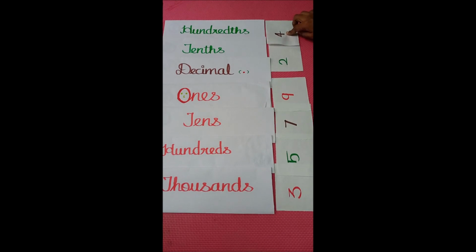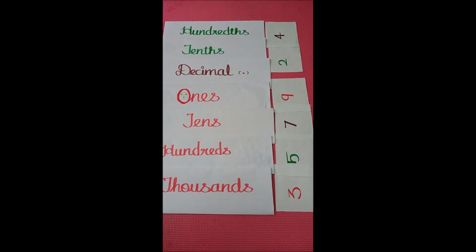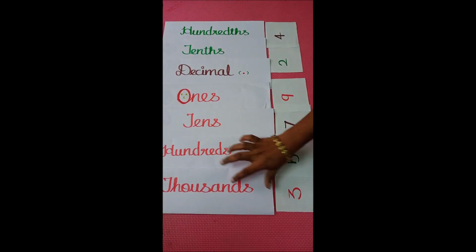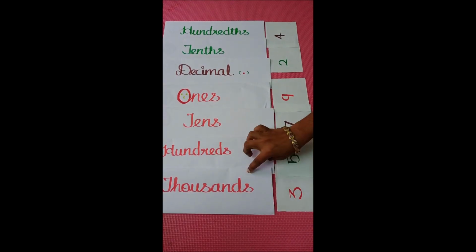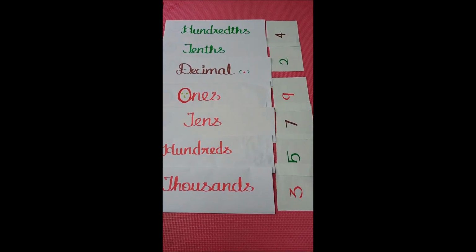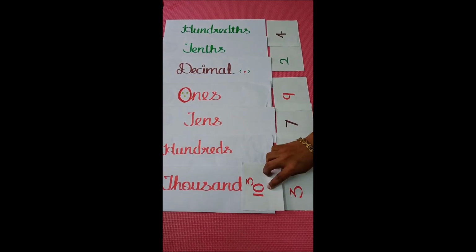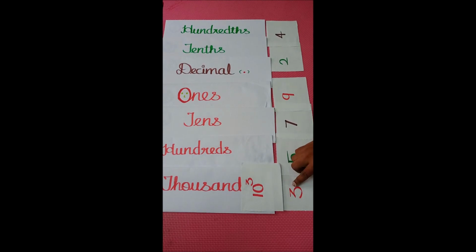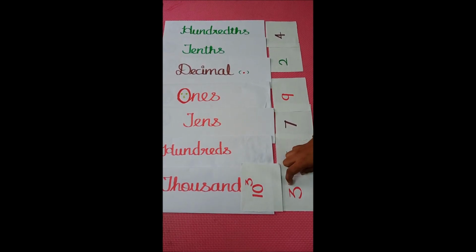3579.24. So how can you write it in the form of exponents? What is the place value for the 3? The 3's place value is 1000. So that will be 3000, which is 3 into 10 to the power 3. So 3 into 10 to the power 3 is 3000.